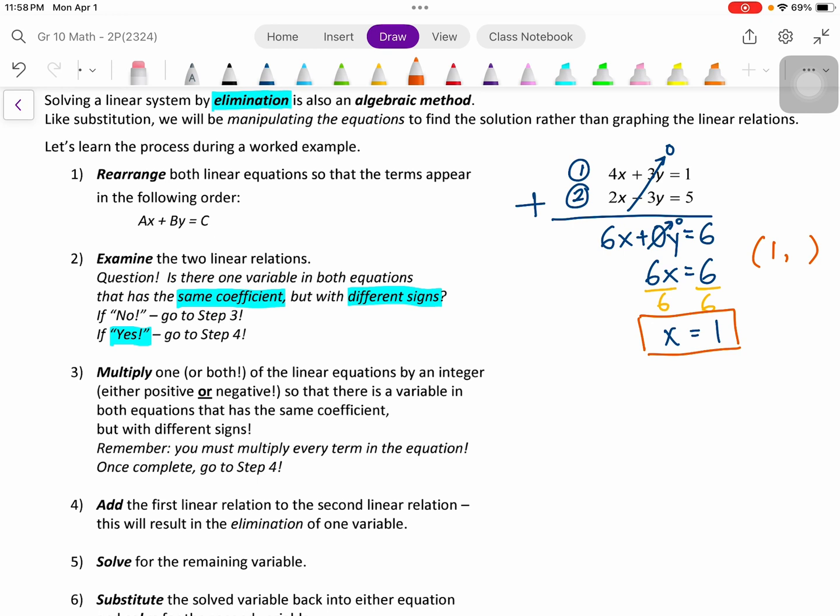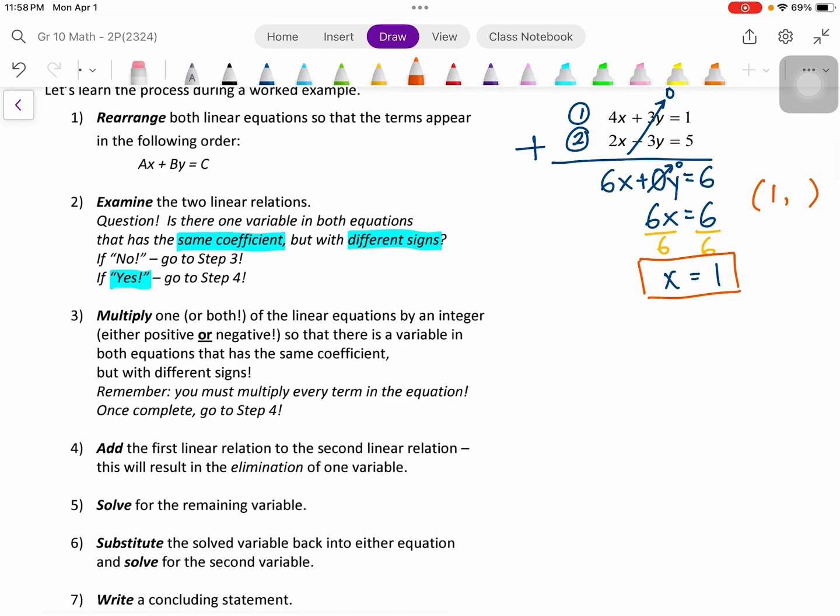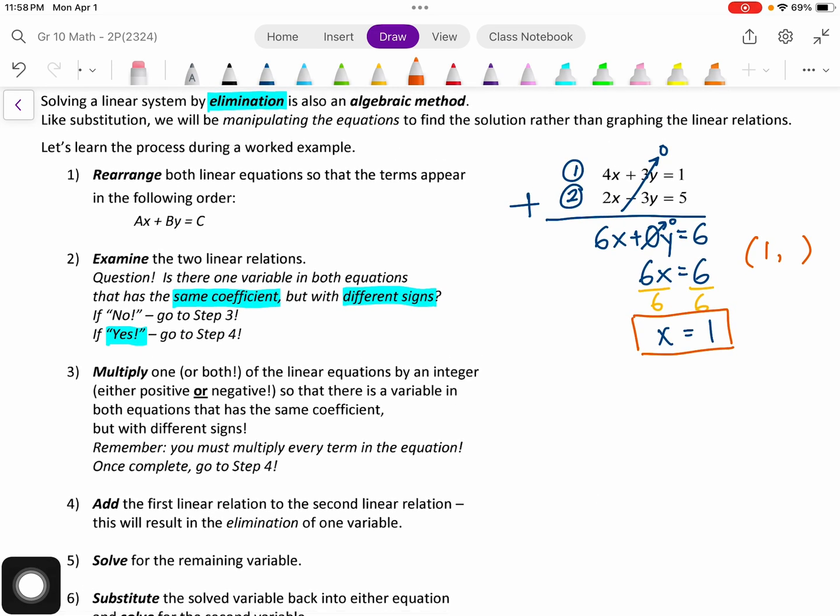I still have to figure out what y is. So once we have eliminated the variable and solved for one variable, that's our remaining variable. So we've now done step 5. The next thing we're going to do is take that x equals 1 that we've just solved for, and we're going to substitute that back into equation 1 or 2. It really does not matter which one we pick. I am going to pick the 3y over here because it's positive, so I'm going to use equation 1.